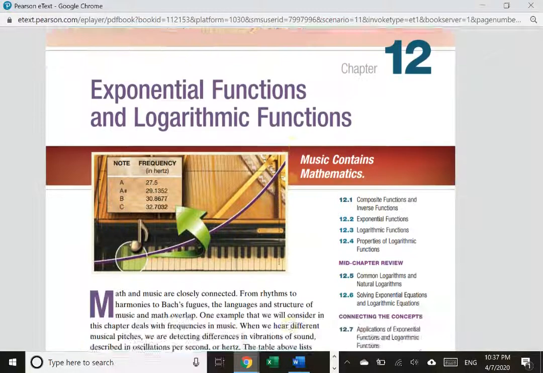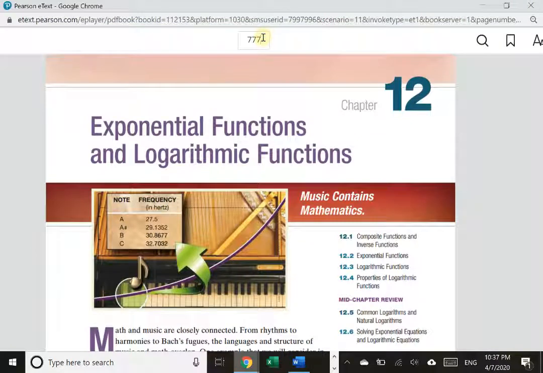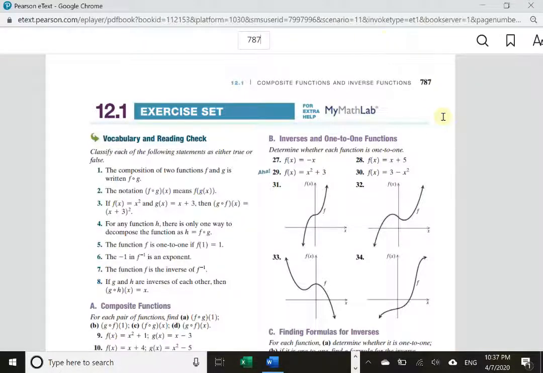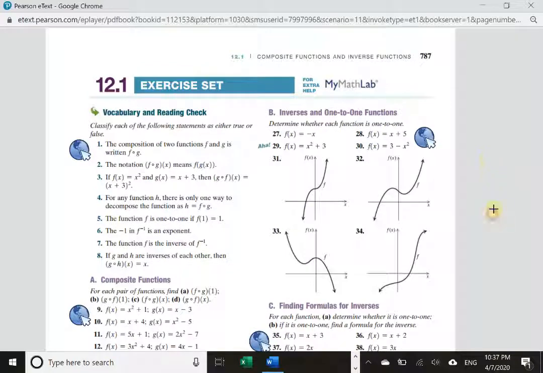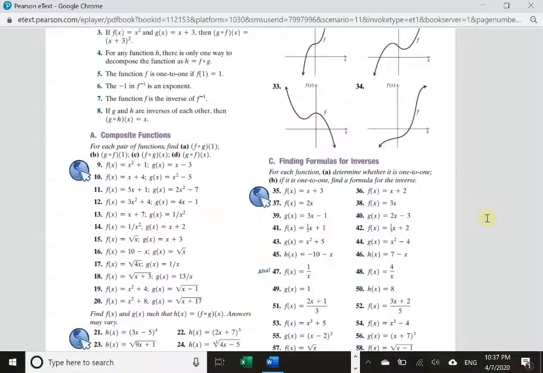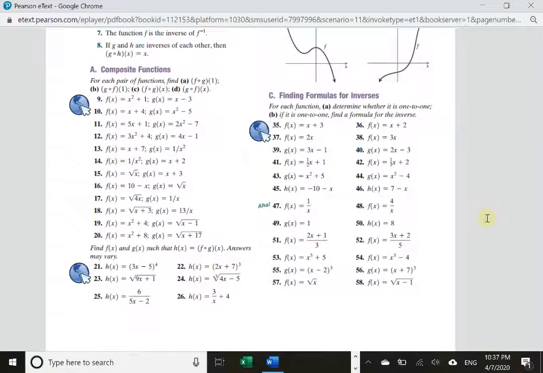And for your homework we're going to go to pages 787 and 788. So let me show you those pages. Page 787. Once this loads, you can see your homework from that page. And there it is. So let me scroll this down. And here you go. This is the homework in that section on page 787.